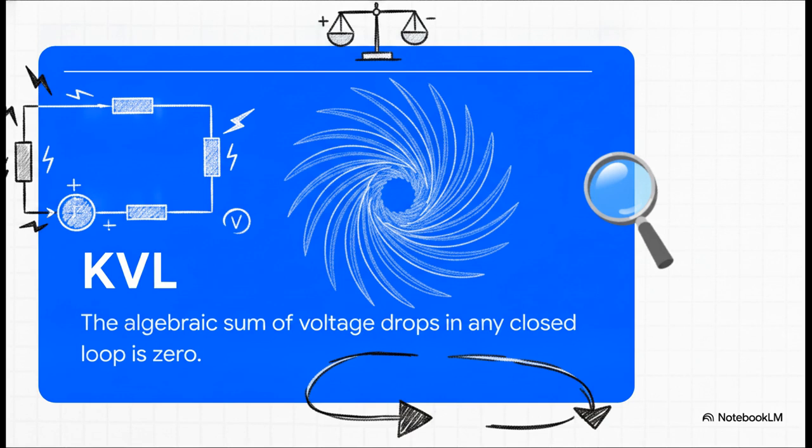Based entirely on the conservation of energy, KVL dictates that the algebraic sum of voltage drops in any closed loop must be zero. Think of it as a super strict energetic budget. A closed loop simply cannot spend more voltage than its source actually possesses. By the time the current returns to the start of the loop, every single volt has to be accounted for.